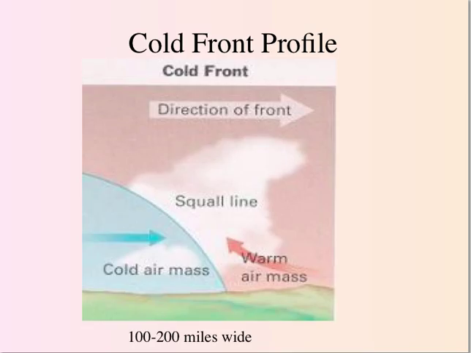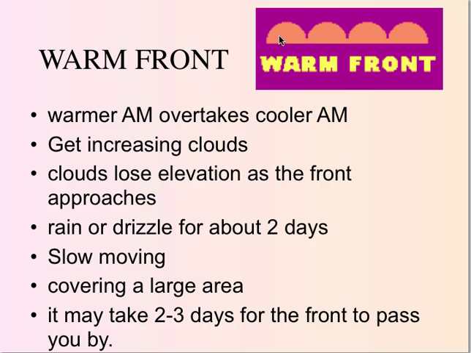Okay. Our other front we're talking about is a warm front, which looks like half suns. Okay, the warm air is back here moving to the top. It's where a warmer air mass beats up a colder air mass. You get increasing clouds over days. And the clouds lose elevation. They start off very high and lose elevation, come closer to the earth as the front approaches. You can get rain or drizzle or light snow for maybe 2 days because the front moves slow and it covers a large area on a map. It may take 2, maybe 3 days sometimes for a front to pass you by.